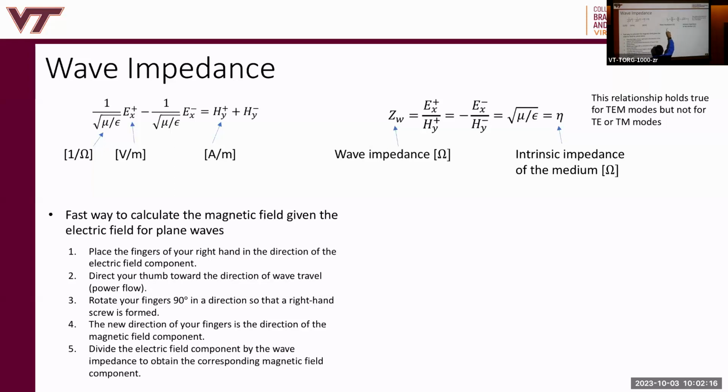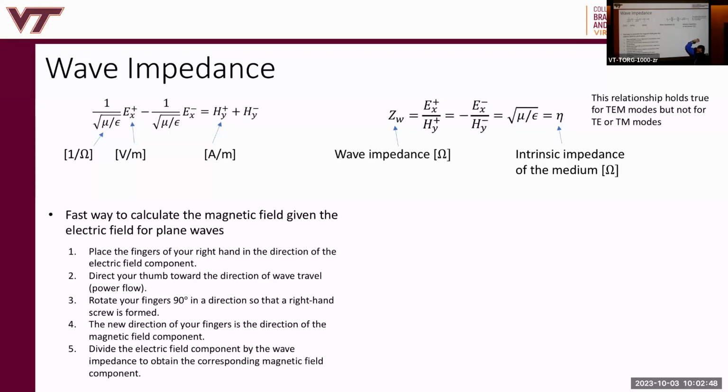If we divide the two, the ratio E over H is called the wave impedance. Why is it an impedance? Think about the electric field: the units are volts per meter. From lecture 1, we wrote down the units of each of the field components in Maxwell's equations. H was amperes per meter. If you take the ratio, the meters drop out and you get ohms, voltage over amps. So it is an impedance, a wave impedance, because it's the ratio of the components of the wave.